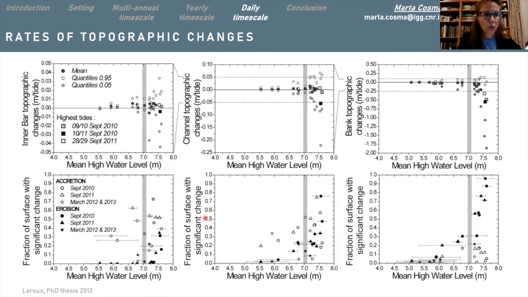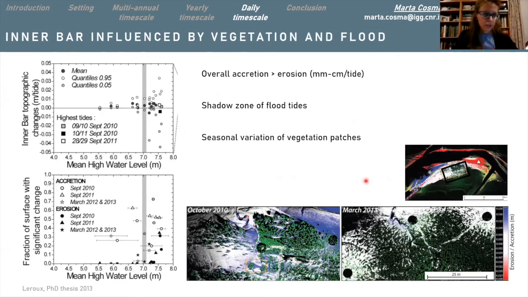So I'm now going through all these different sections, the different areas of the tidal meander, and I just want to show you that there is a difference in the scale. Minimum and maximum accretion for the inner bar are around 5 centimeters, whereas for the channel topographic changes they would be around 10 centimeters, and for the outer bank they range between plus 50 to minus 2.